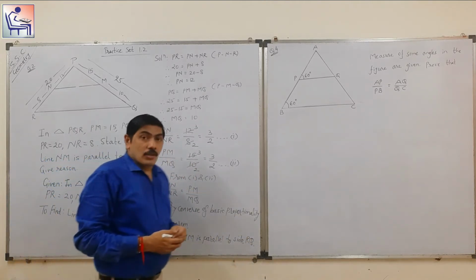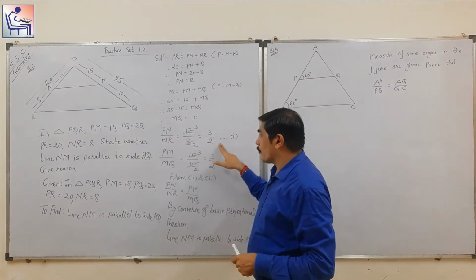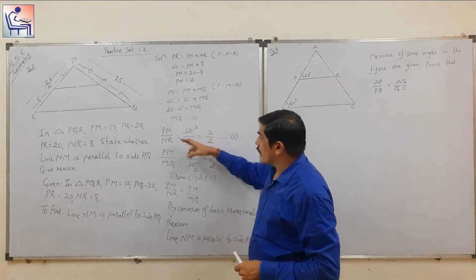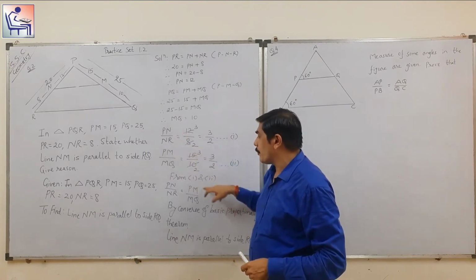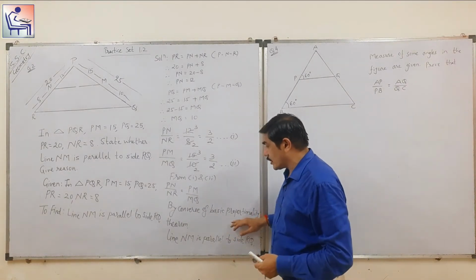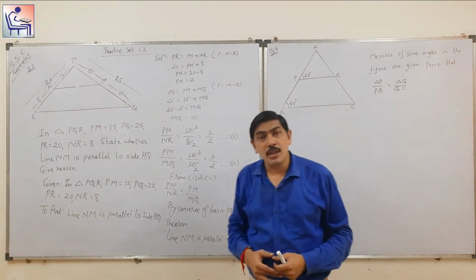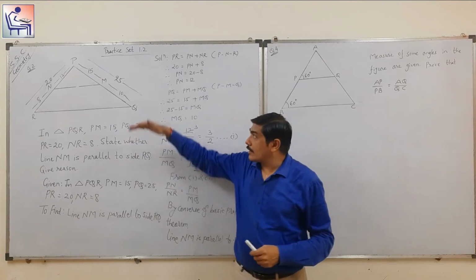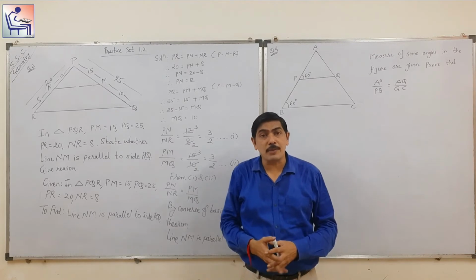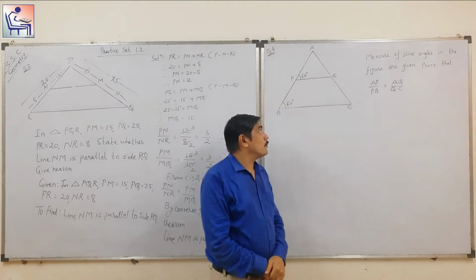So here we can understand that the ratio of PN upon NR is 3 upon 2, and the ratio of PM upon MQ is also 3 upon 2. So by the ratio we can understand PN upon NR is equal to PM upon MQ. And if these two ratios are equal, then by the converse of the basic proportionality theorem, we can say that line NM is parallel to side RQ. यहाँ पे हमने प्रूव किया कि लाइन NM साइड RQ से पैरेलल है by using the converse of basic proportionality theorem. Now we are solving question number 4.